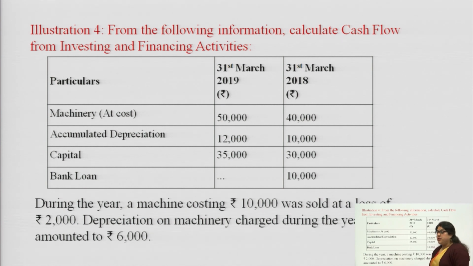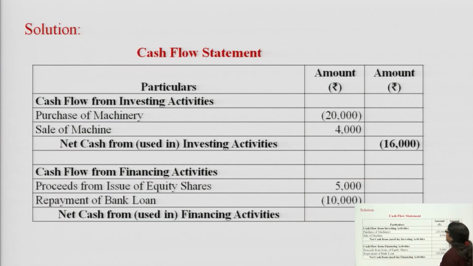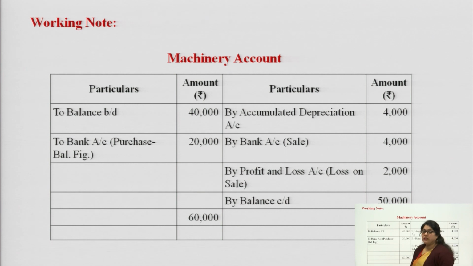Moving to the next question, next illustration. In this we are supposed to calculate the investing and financing activity all together. The question talks about machinery at cost was 50,000, 40,000, accumulated depreciation was 12,000, 10,000, capital was 35,000, 30,000, bank loan was 10,000, and in 2019 there is no bank loan. During the year, a machine costing rupees 10,000 was sold at a loss of rupees 2,000. Depreciation on machinery charged during the year is 6,000. Let us solve this question. For solving this, we first need to prepare the machinery account and accumulated depreciation account.